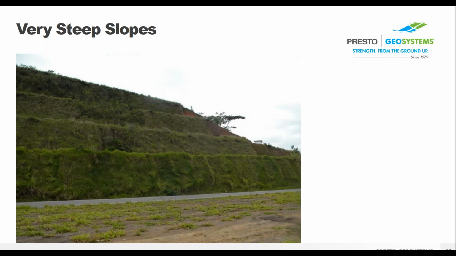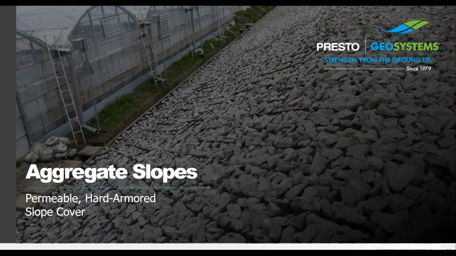And then here's what it looks like. This was about 6 months later, vegetation fully established, and these terraces are still in place. Now, even at these really extreme angles, the GeoWeb system can be a great part of your solution. So just, wow, I think it's kind of cool.